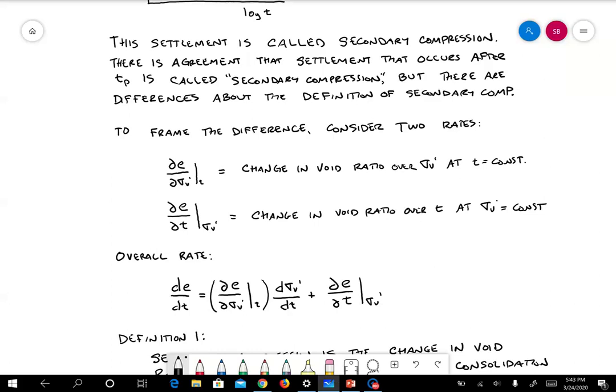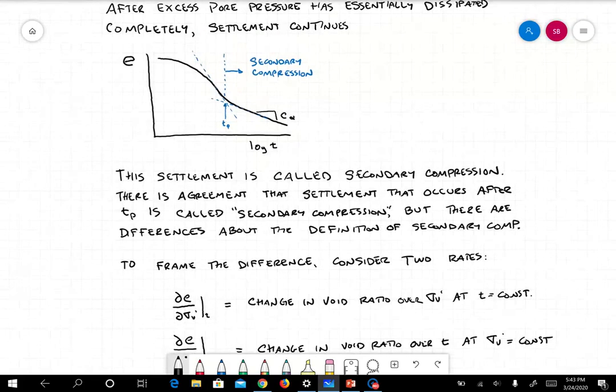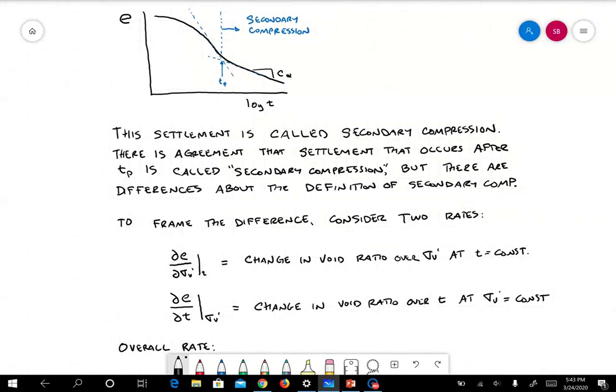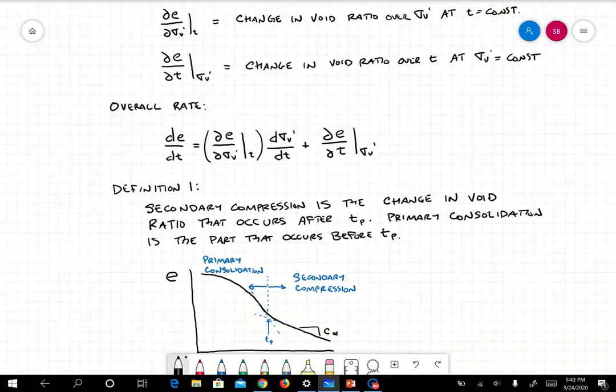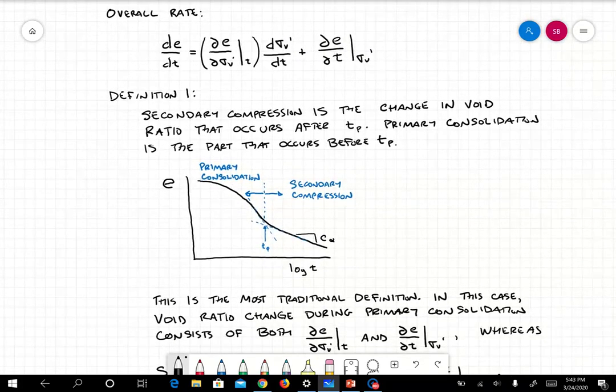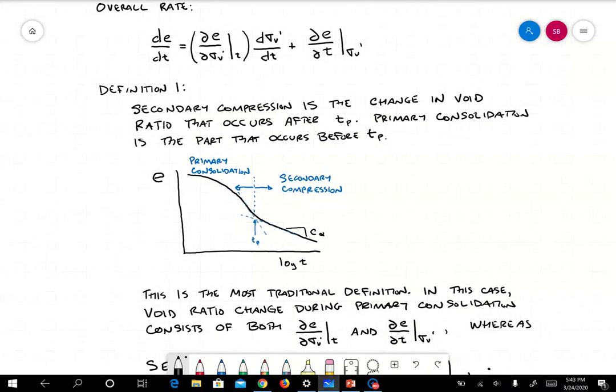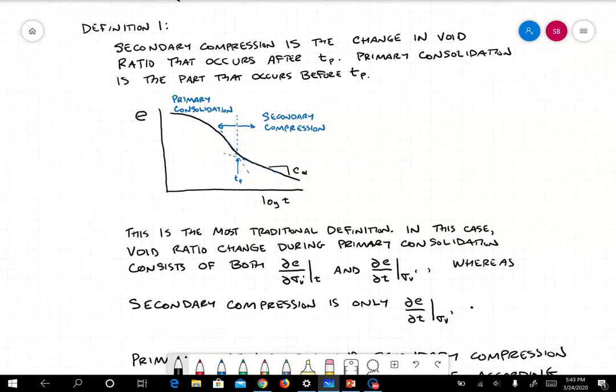There's wide agreement that both of these components are occurring during primary consolidation. Okay, so the primary consolidation phase here is the sum total of the de/dσ'v term and the de/dt term together. All right, now let's go to our first definition of secondary compression. So acknowledging that we have both of these contributions happening all the time, right, we go to definition one, which is that secondary compression is the change in void ratio that occurs after tp. Primary consolidation is the part that occurs before tp.